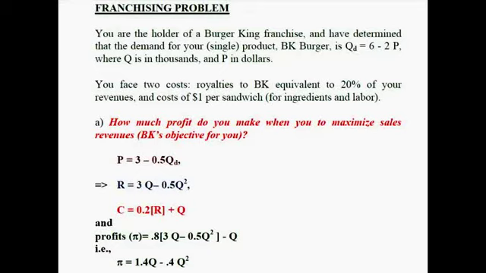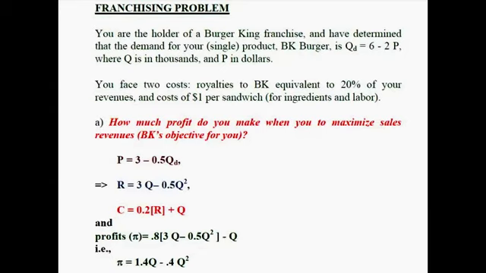You are the holder of a Burger King franchise and have determined that the demand for your single product is Q equals 6 minus 2P, where Q is in thousands and P is in dollars. You face two costs: royalties to BK, equivalent to 20% of your revenues, and a cost of $1 per sandwich for ingredients and labor. The two questions I want you to focus on here.